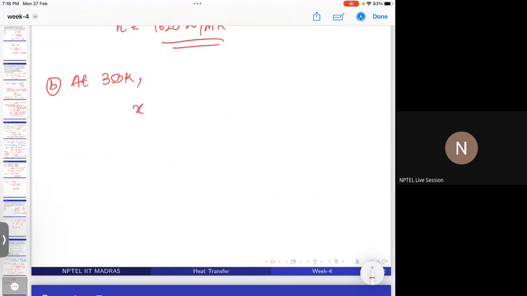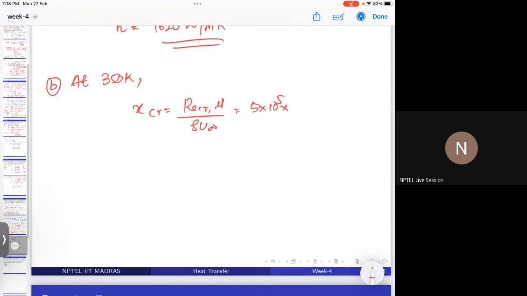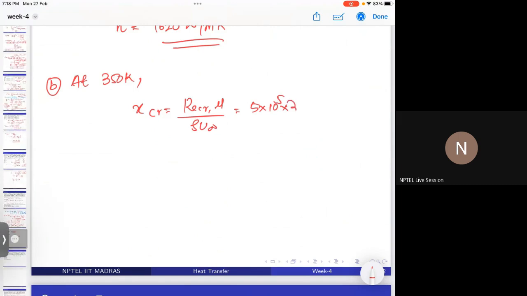So this transition is 5 into 10 raised to 5 into 365 into 10 raised to minus 6. If you see, this will be at 0.19 meter. So at 0.19 meter, the laminar to turbulent transition happens.